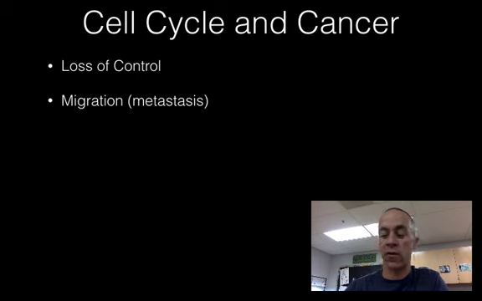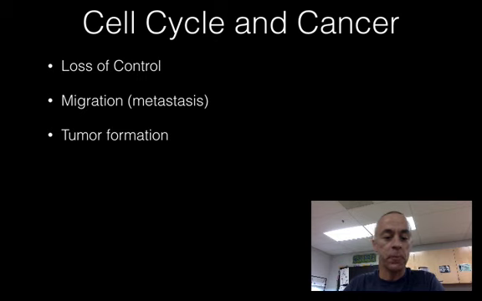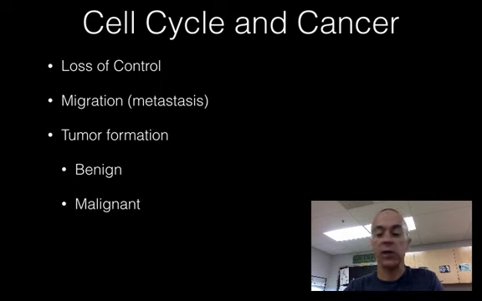So 2 hallmarks of cancer cells is, number 1, they lose control of the cell cycle, so the ability to regulate when to divide and when not to divide, and then the cells gain this ability to migrate or move throughout the body. And as we'll talk about in a moment, that process is what we call metastasis. And so the other thing that's very common, or what we all associate with cancer, is the formation of tumors. There are 2 different types of tumors.